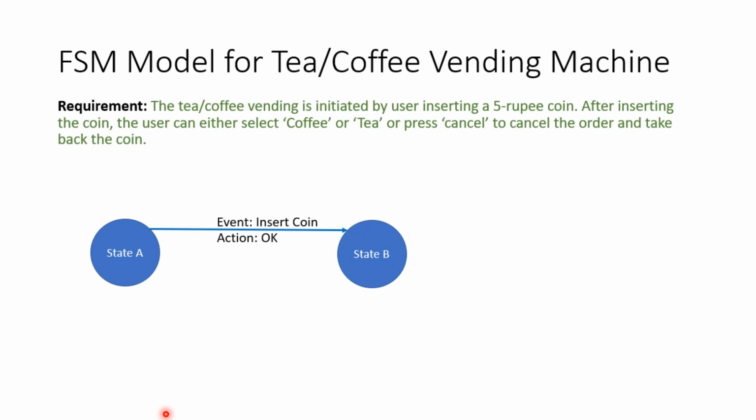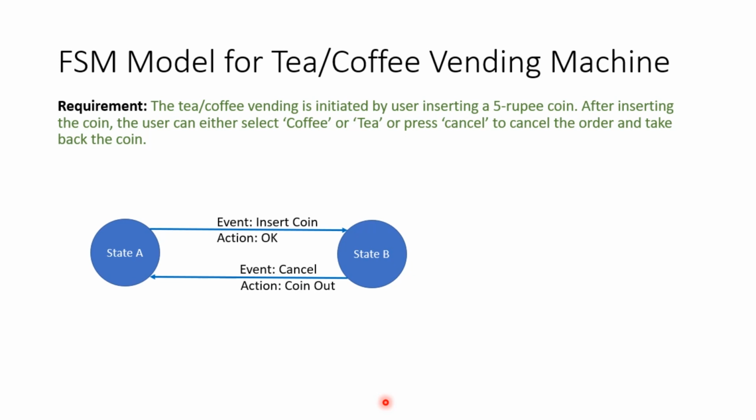So the vending machine has received a coin. Now the next state is waiting for the input: tea, coffee or cancel. So let us assume that he cancelled the order. After putting the coin, maybe he has to run away somewhere, or he remembered something, so he just wants to cancel and walk away from there. So he cancelled the order. The moment you cancel the order, the action would be the coin out. So this is taken care of by this state itself.